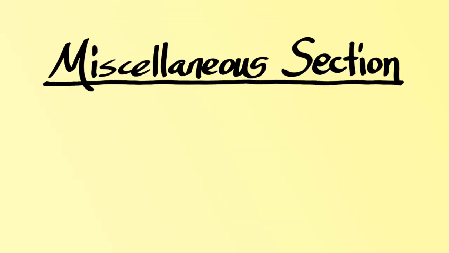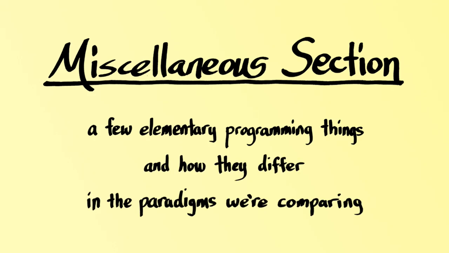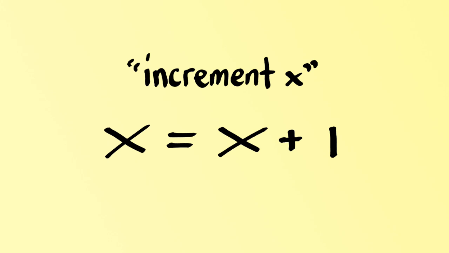Alright, quick miscellaneous section now where we look at a few elementary programming things and how they differ in the paradigms we're comparing. X equals X plus 1. If you have learned the basics of programming from one or two imperative languages and never learned functional programming, then this utterance, X equals X plus 1, probably doesn't evoke any sense of strangeness when you see it. From our earlier definition of the equal sign in the imperative paradigm, X equals X plus 1 means take the current value of X, add 1 to it, and assign that sum as the new value of X. This is also known as increment X, also written as X plus plus for short in some languages.